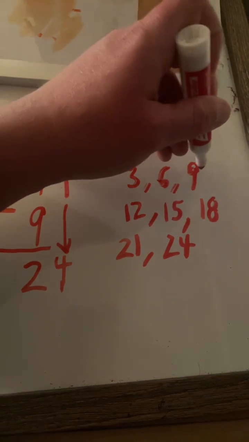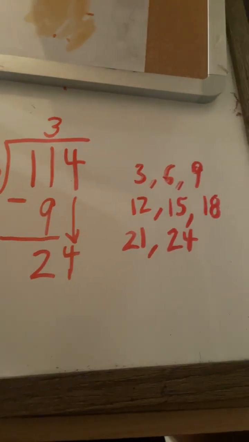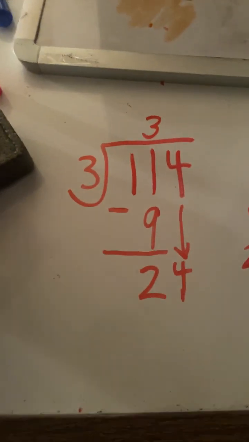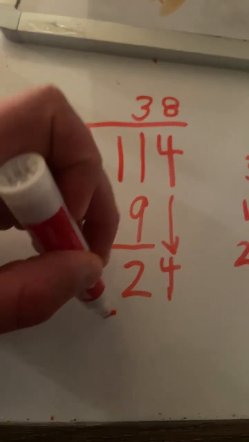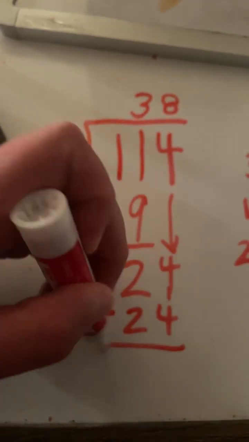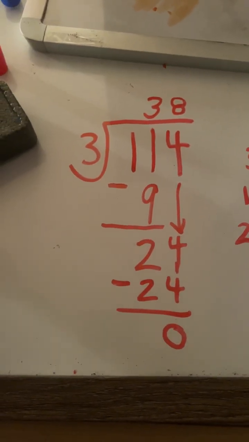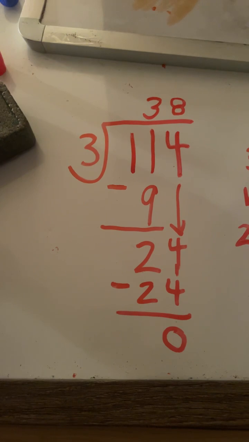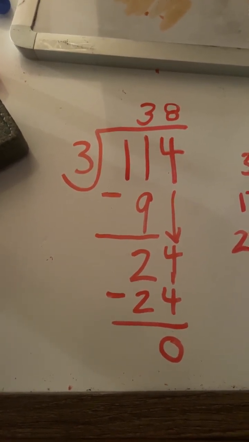We have 1, 2, 3, 4, 5, 6, 7, 8. So 3 goes into 24 8 times. And 24 minus 24 equals 0. So we do not have a remainder. And we have our final answer, 114 divided by 3 equals 38.